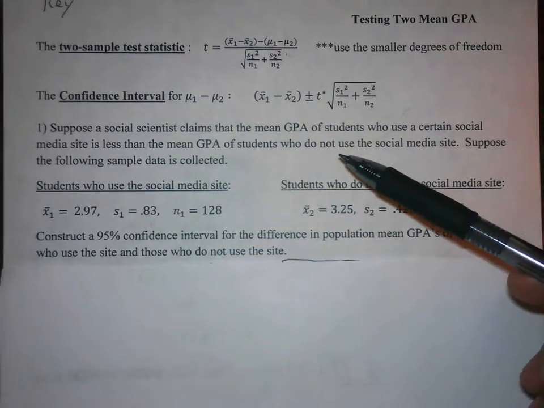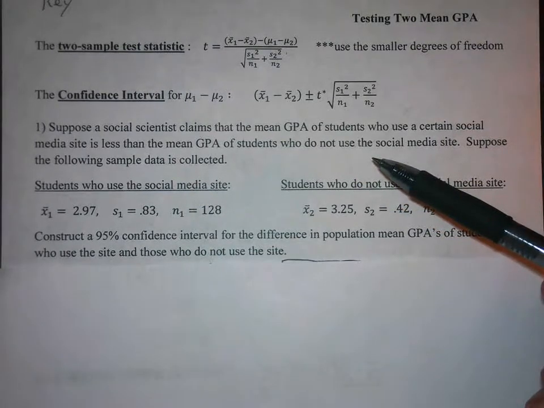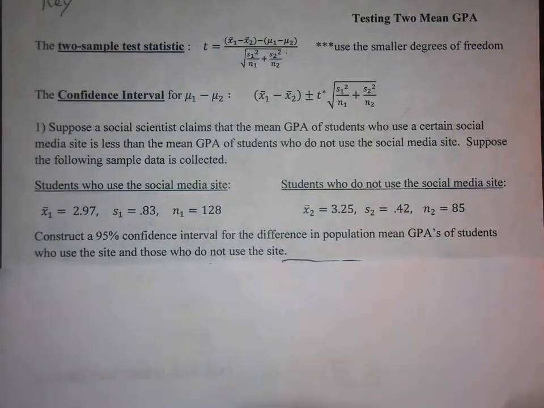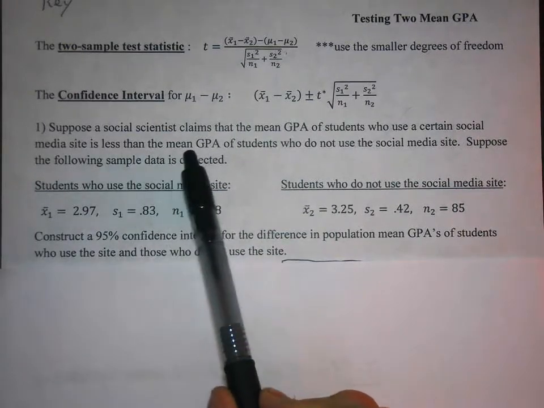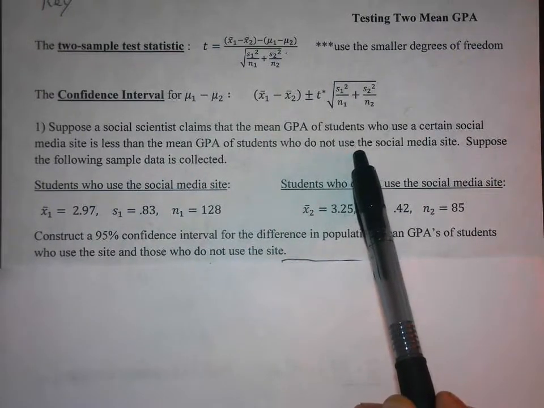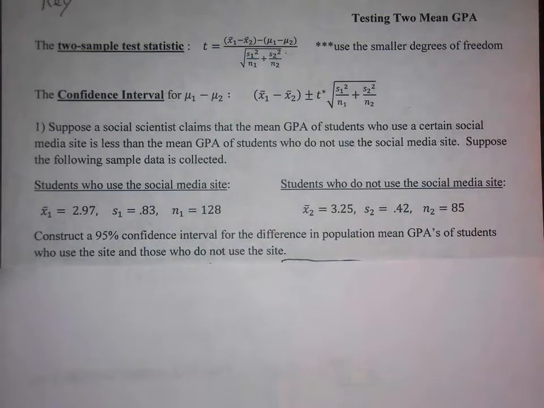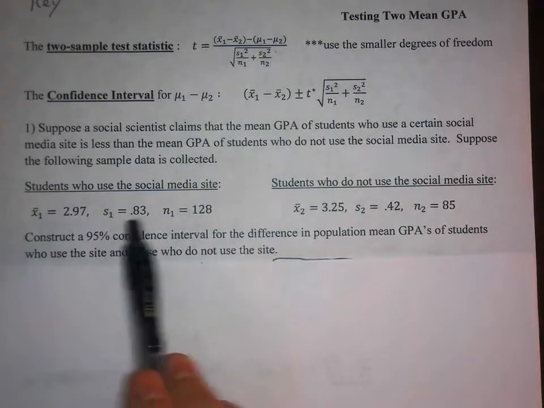So suppose a social scientist claims that the mean GPA of students who use a certain social media site is less than the GPA of students who do not use the social media site. Suppose the following sample data is collected. So the scientists came up with their hypotheses that the mean GPA for users of the site is less than the GPA for those who do not use the site. So they collected this data from two independent populations, those that use the site, those who do not use the site. And these are the statistics that they came up with.